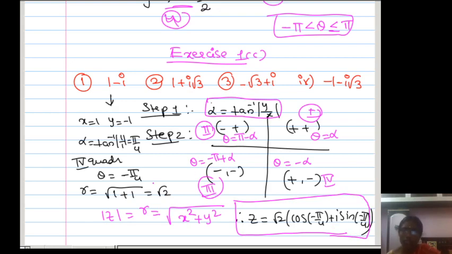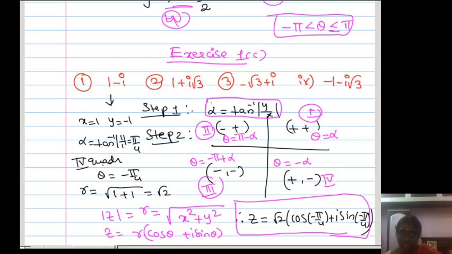Okay, so here what is the formula? z is equal to r into cos theta plus i sin theta, where r is under root x square plus y square. Theta is what? The principal amplitude we are finding here. So this is your answer.